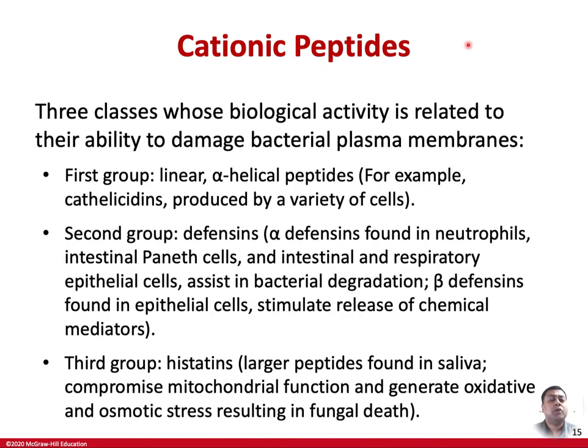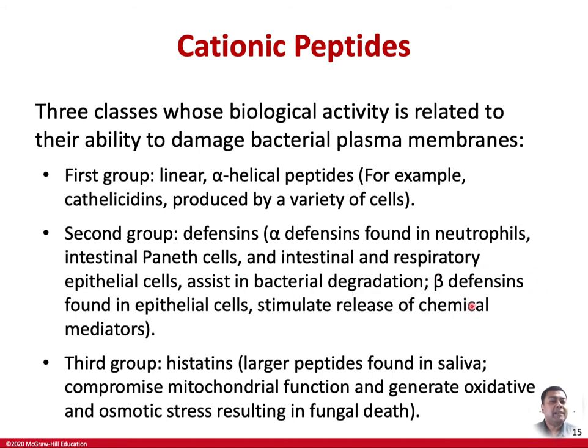Along with that, we talked about that there are many different types of proteins and peptides which have antimicrobial activity. The first group are linear alpha helical peptides, and the group is named cathelicidins, produced by a variety of cells. The second group are known as the defensin molecules. Alpha defensins are found in the neutrophil, which is a white blood cell. So we're going to talk about that. They are found in intestinal Paneth cells and intestinal respiratory epithelial cells, and they assist in bacterial degradation.